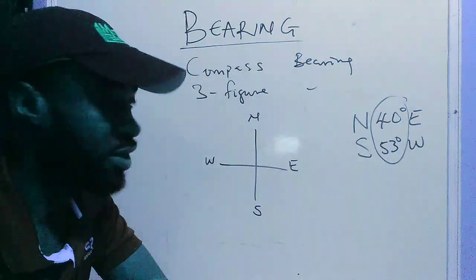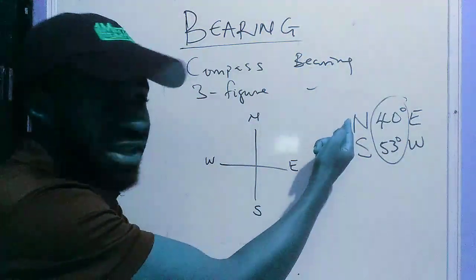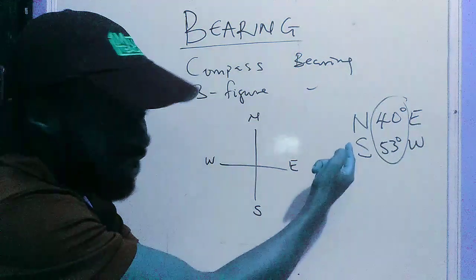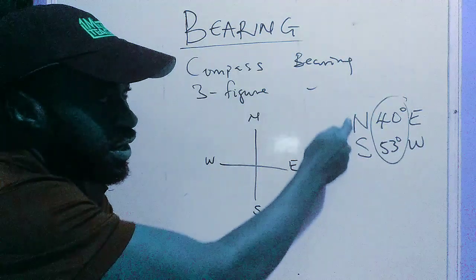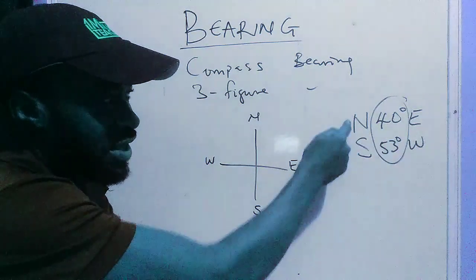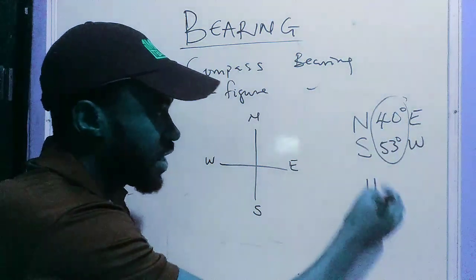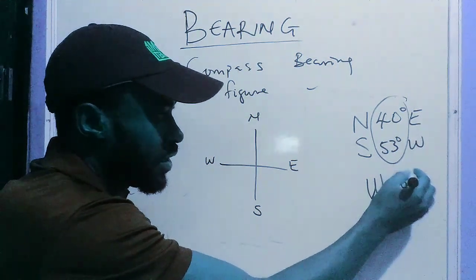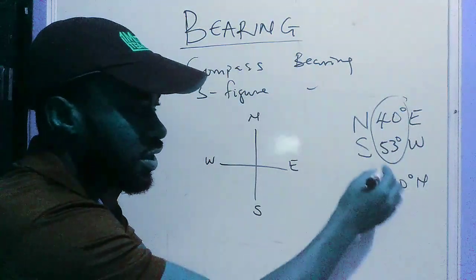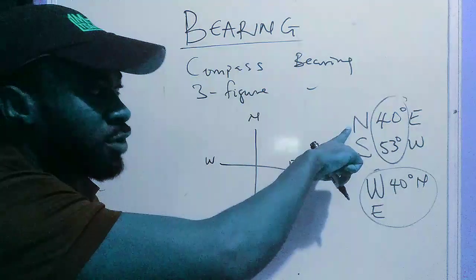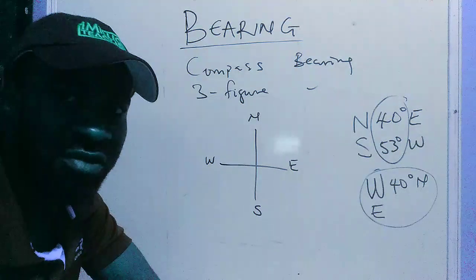Now, one thing about the compass bearing is that it has two starting points, either the north or the south. You can start from the north or the south, and that is why the first letter can either be N or S. There is nothing like a bearing starting with west or east. This is wrong. So it could start from north or south, and it could move in both directions, clockwise or anti-clockwise.